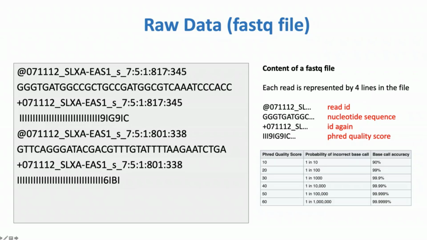So the first line is just the read ID. And then the second line is the nucleotide sequence that was detected by the sequencer. And then again, you have the ID. I don't know why that is doubled; I have never figured that out. And then the fourth line is the quality, or the Phred scores, of the individual reads.